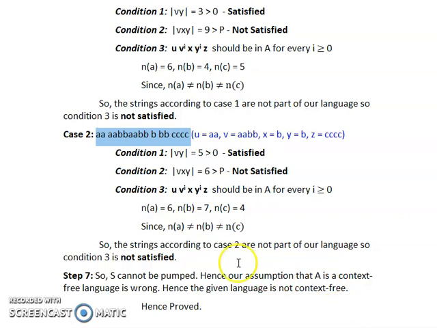That means s cannot be pumped. Hence, our assumption that A is a context-free language is wrong. Hence, the given language is not context-free. So, following the steps provided in this video, you can prove that a given language is not context-free.